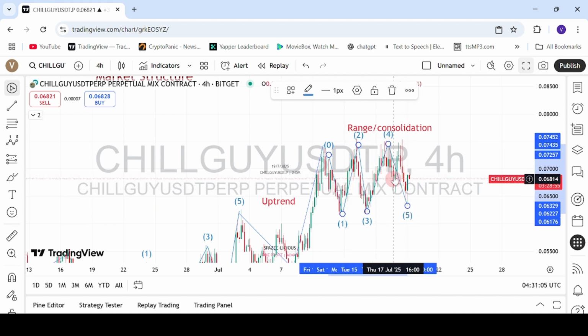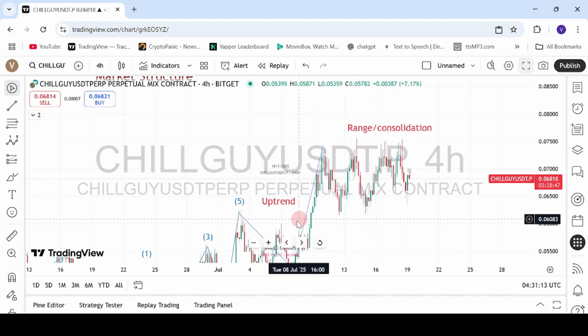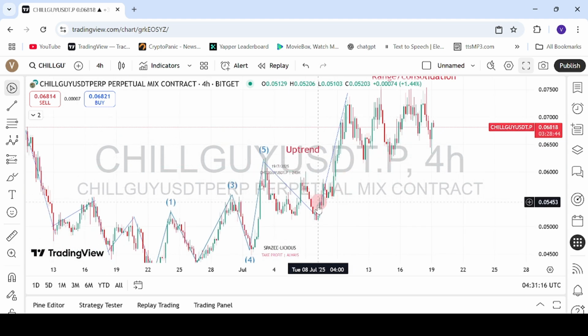Another thing you need to understand is that understanding market structure helps you avoid guessing. It shows whether the market is trending or ranging.